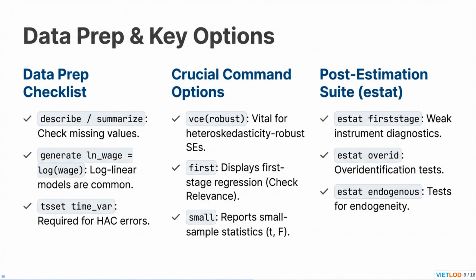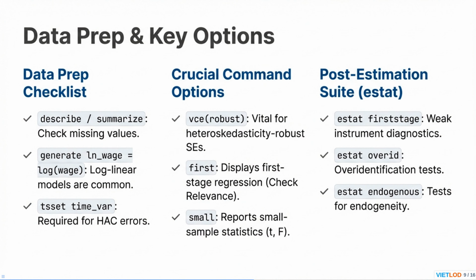This slide outlines the workflow for preparing your data and selecting the appropriate tools for IV regression in Stata. We begin with a data prep checklist. It is standard practice to start with describe and summarize to identify missing values. Often, economic variables require log transformation, for instance, creating ln wage for log linear models. If you are accounting for time series correlation via HAC errors, remember that tsset is mandatory.